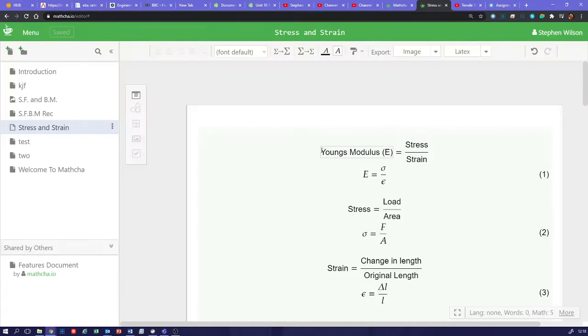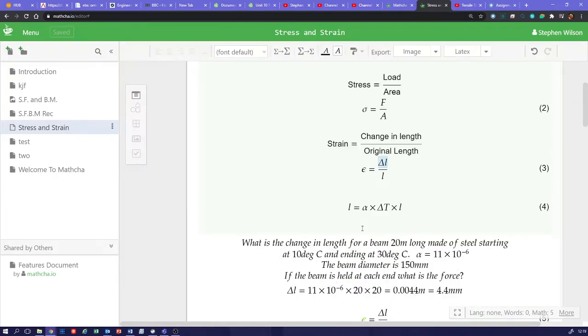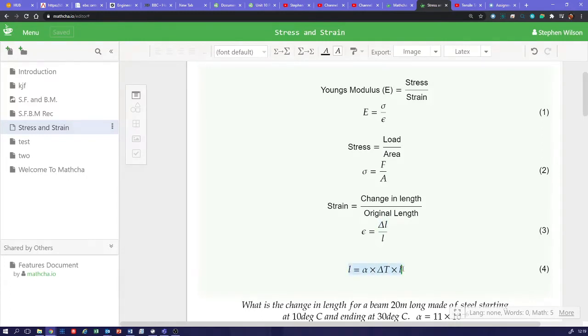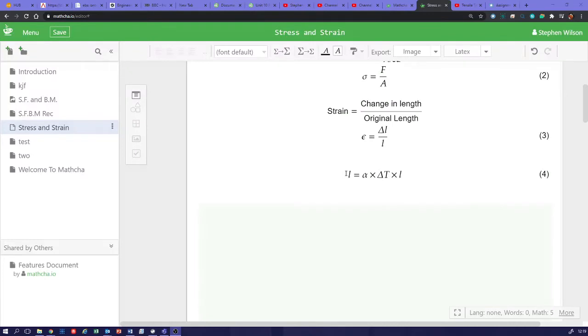In regards, you should be familiar with these three equations. We're just extending this a little bit now, and the change in length, our delta L, is coming from this equation here. Delta L equals alpha times delta T times L. So what's that all about?